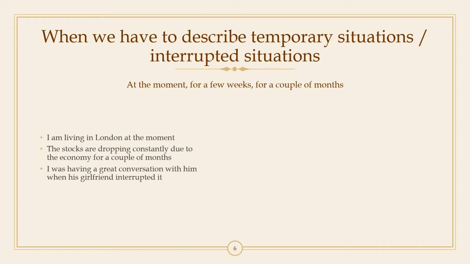I was having a great conversation with him when his girlfriend interrupted it. While we were playing, it started to rain. So you could look at these examples comprehensively and in a holistic manner and try to understand how continuous tense makes us express our thoughts in a different manner, right? So I'm sure that you do understand that you probably cannot do the same thing with the other tense forms, right?